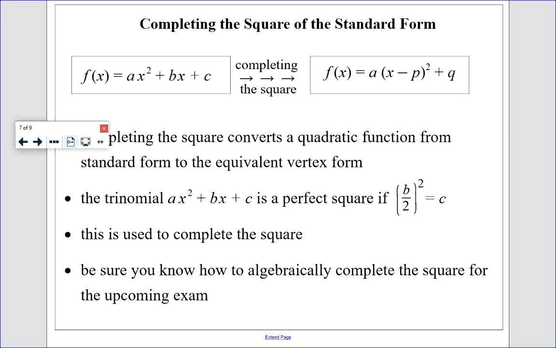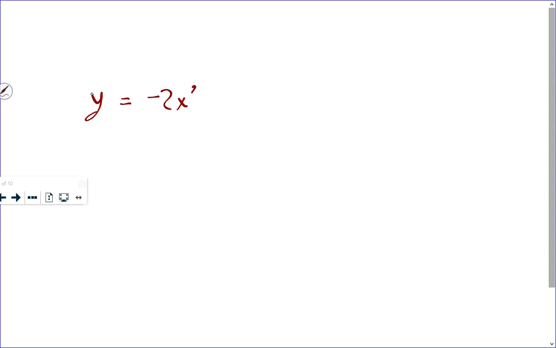But you need to know how to do this not just because there's a written response question that asks you to do it. I could give you the following situation. I could tell you that Peppermint Patty is completing the square of the following function. And this is Peppermint Patty's work. Okay?